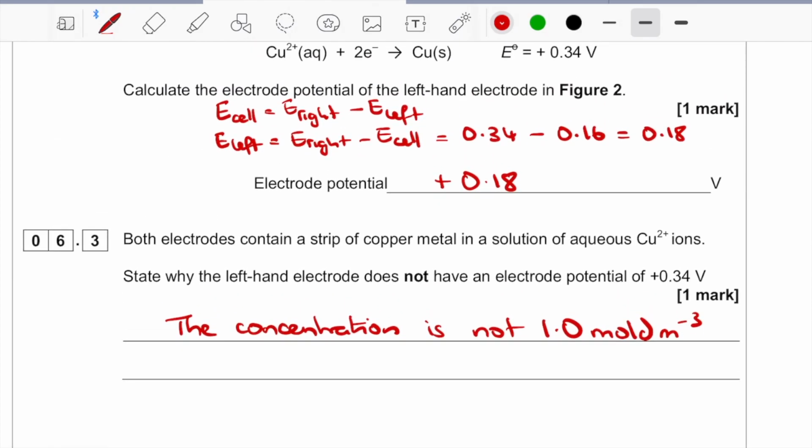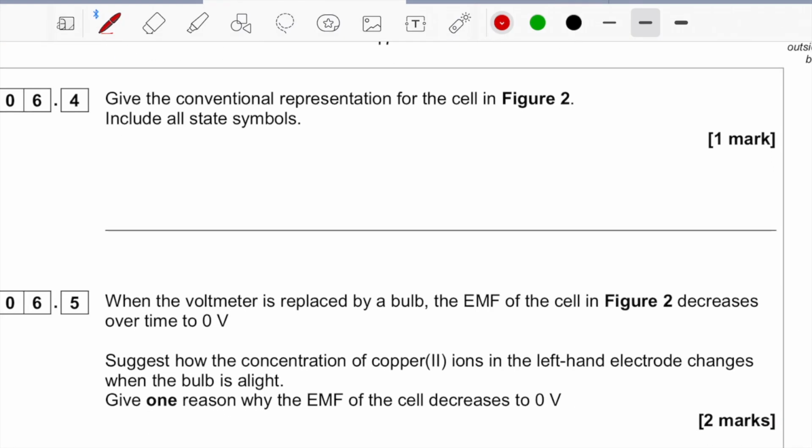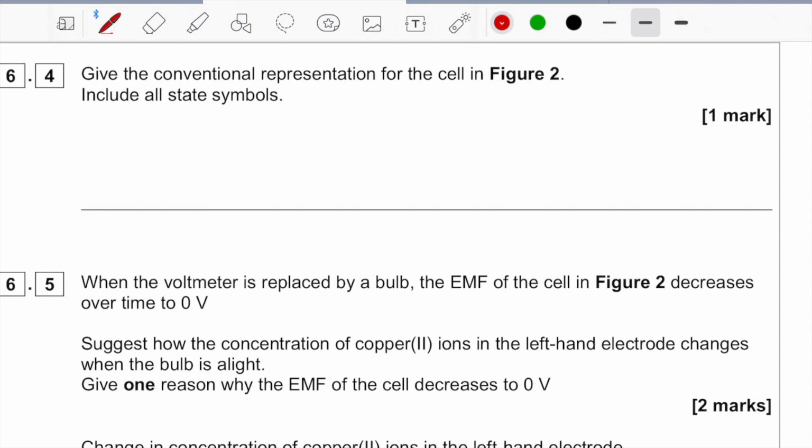You may wonder why I was doing all that preamble at the beginning, but it's partly to make sure that these videos aren't simply here are the answers. Now we've got to do the conventional representation for the cell. Include all state symbols, right? So lots of people forget. I've even seen students underline something like that and then actually forget to do it.